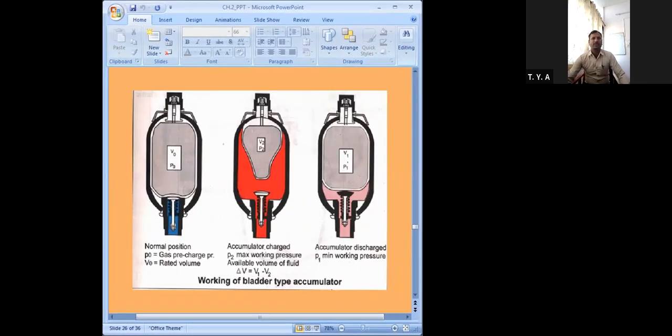You can also see the working of the bladder here. In the normal position, the bladder will be like this. When the accumulator is charged, that means when hydraulic oil comes inside the shell, you can see how the bladder takes a position. When the accumulator is discharged, that means when hydraulic oil is required for the hydraulic circuit, the hydraulic oil goes outside this container, and the bladder takes a position like this. So this is the working of the bladder type accumulator.